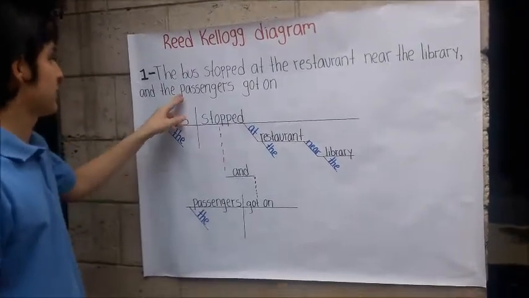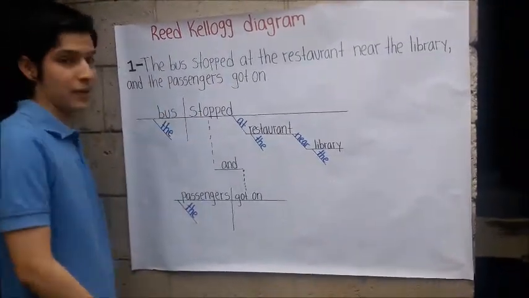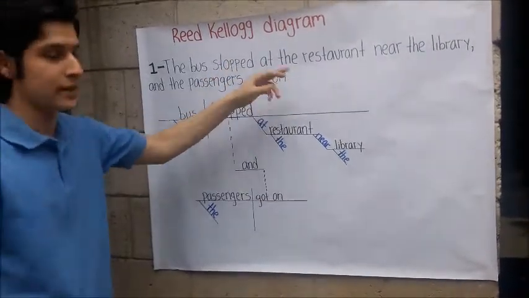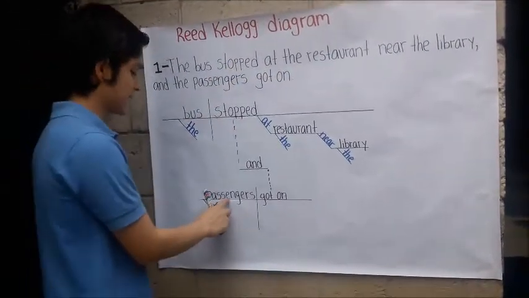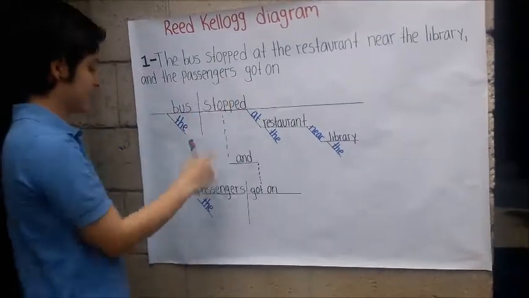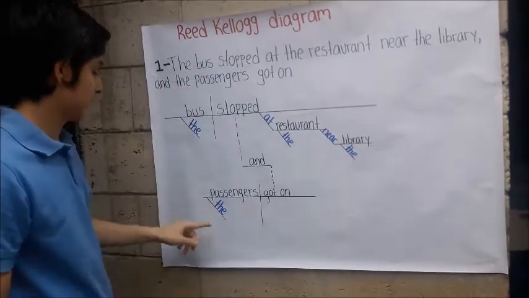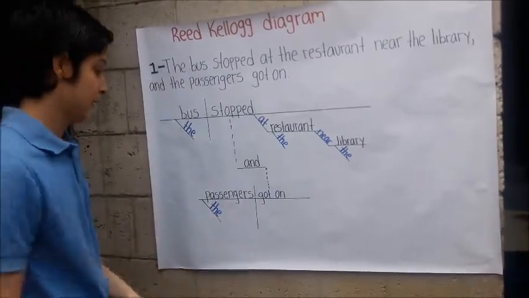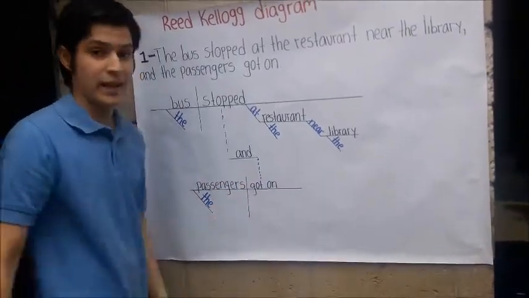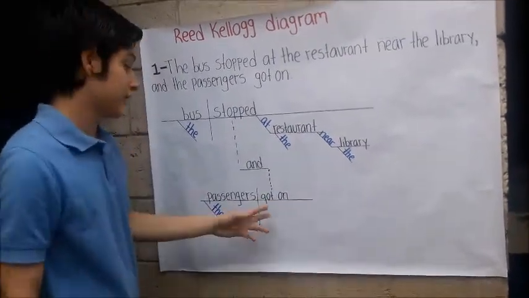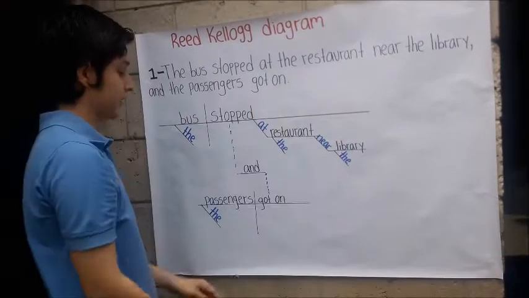Then we have to analyze the second independent clause. In this case, we have to do the same as we did with the principal sentence. We analyze the subject, that is passengers, then the modifiers, in this case an article, the, in a slanting line, then divide it with a vertical line, and then write the verb. In this case it is a phrasal verb.